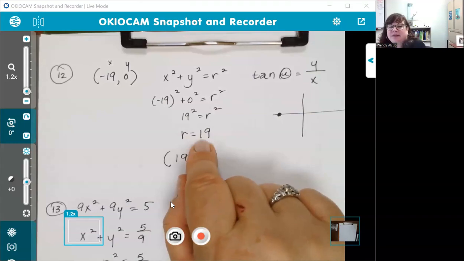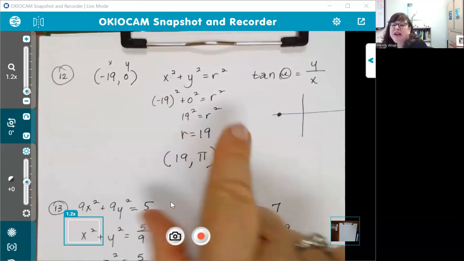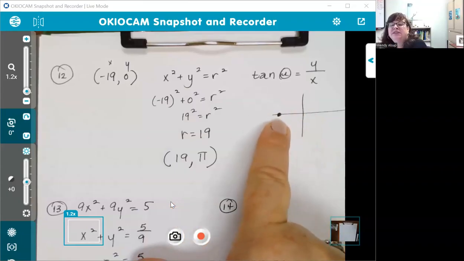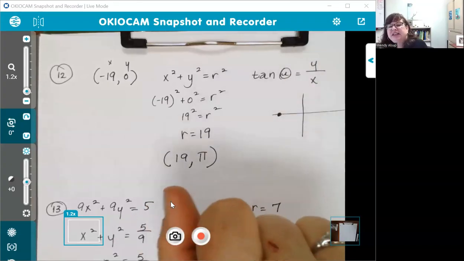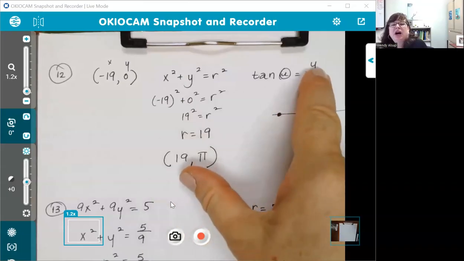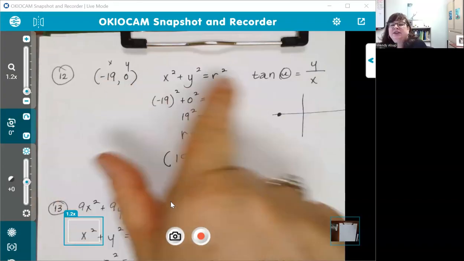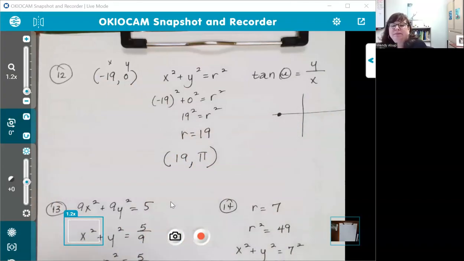What is my theta? Well, you can just look at it. If you just graph (-19, 0), you're right over here on your x-axis. And so what angle is that? That's pi. But just in case you forget, you can do your y, 0, over -19, the x value, and take the inverse tangent of 0, and you will get pi.